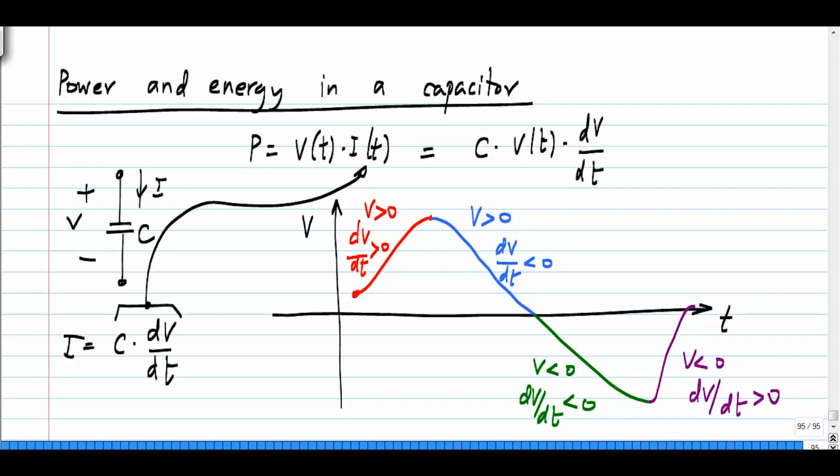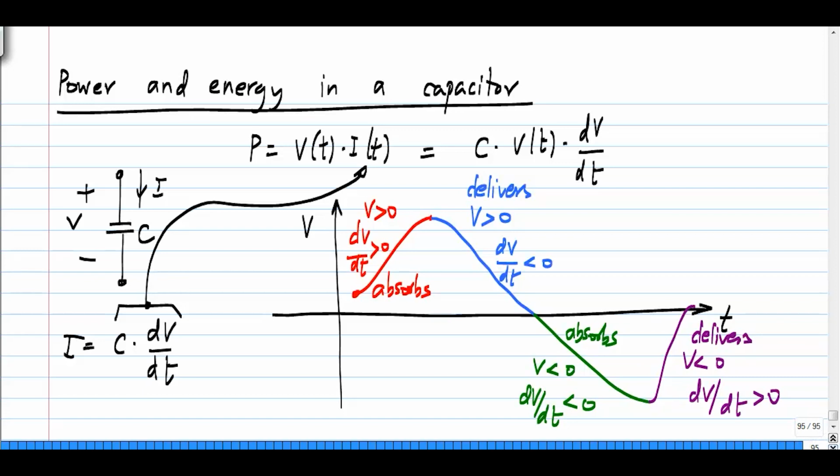So this is possible because depending on the voltage value and its rate of change, we can have the capacitor either absorbing or delivering power. So here it absorbs power, here it delivers power, and here again, where I have shown the green part of the waveform, it absorbs power, and in this part it delivers power. So all these things are possible.